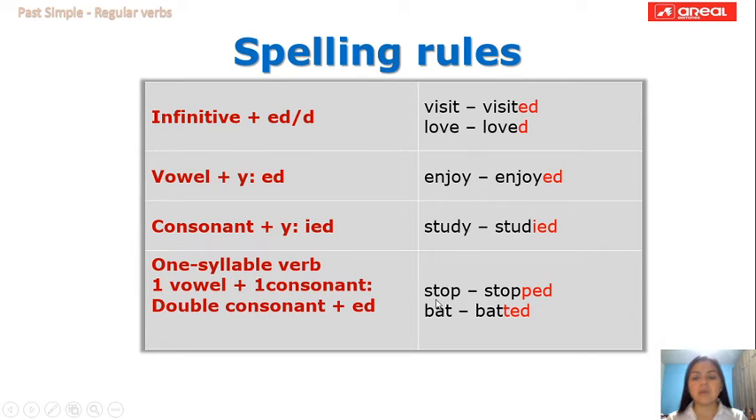And when you have also one verb with one syllable, okay, like stop or bat, and it ends in consonant, vowel, consonant. Consonant is letter T, vowel is letter O, and consonant is letter P again. We will double the last consonant. Yes, we will double the last consonant, and we add ed. Stop, stopped, right? Bat, batted, okay? So remember these spelling rules.